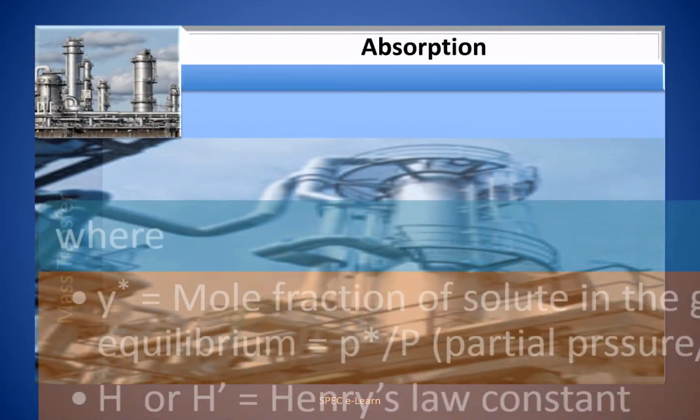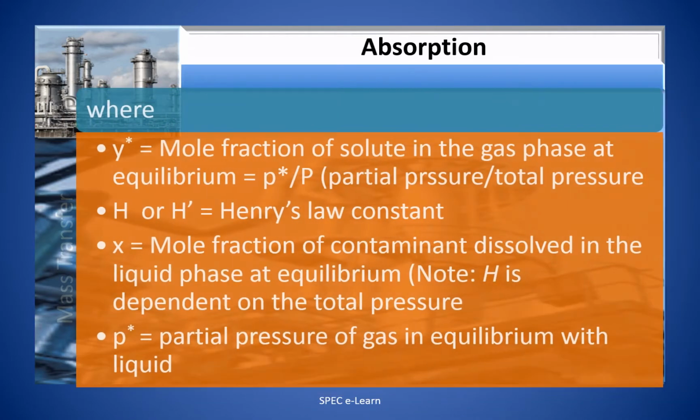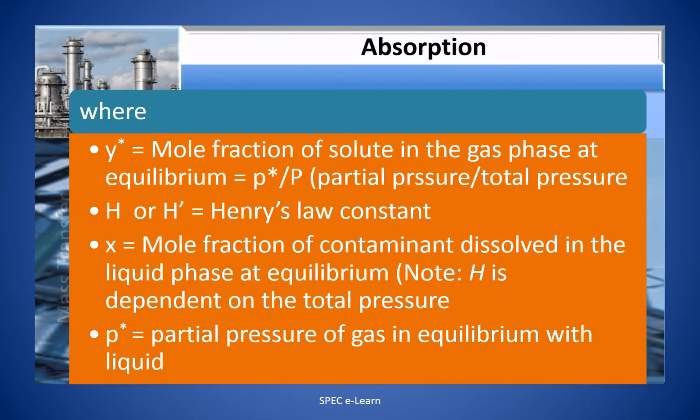Where Y star is the mole fraction of solute in the gas phase at equilibrium, which is P star by total pressure P. H or H dash is Henry's law constant. X is the mole fraction of contaminant dissolved in the liquid phase at equilibrium. Note, H is dependent on the total pressure. P star is the partial pressure of gas in equilibrium with the liquid.